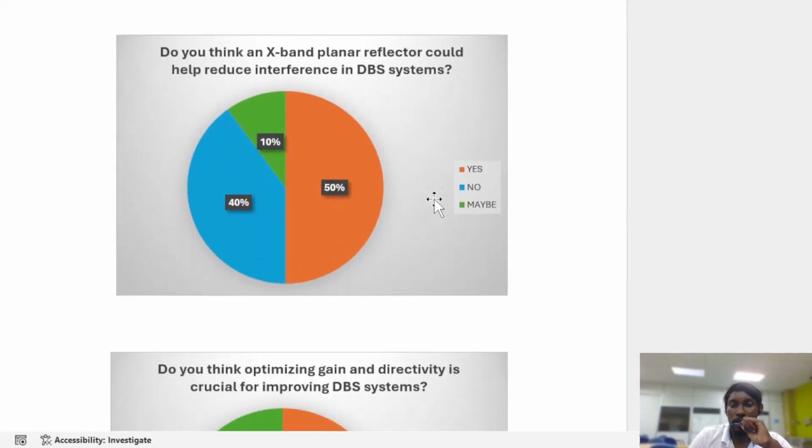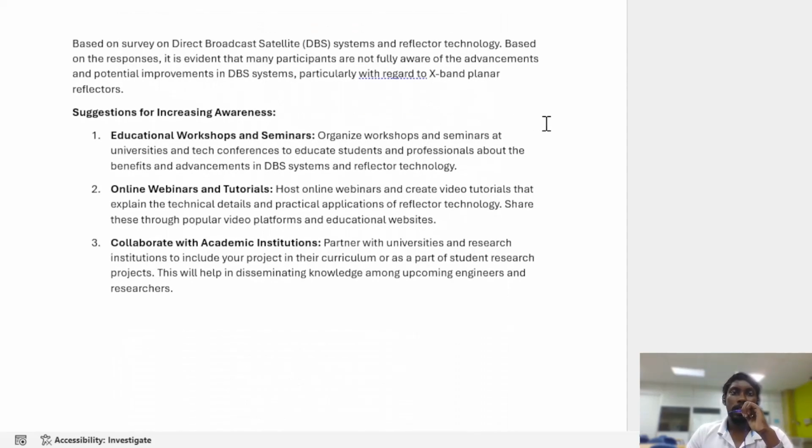The majority says yes. Based on the survey on the direct broadcast satellite, DBS system, and reflector technology, it is evident that many participants are not fully aware of advancements and potential improvements in DBS systems, particularly with regard to expand planar reflectors. There are three suggestions for increasing awareness. The first one is education workshops and seminars. The second suggestion is online webinars and tutorials. The third one is collaborating with academic institutions.